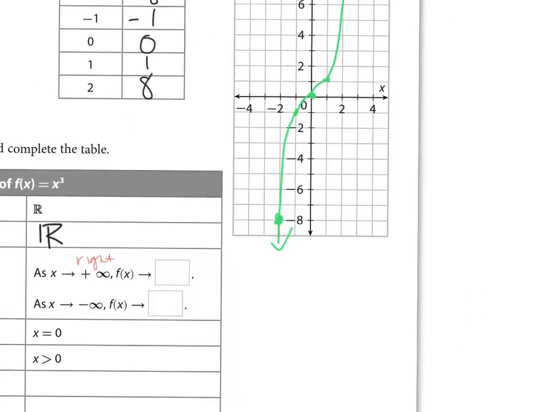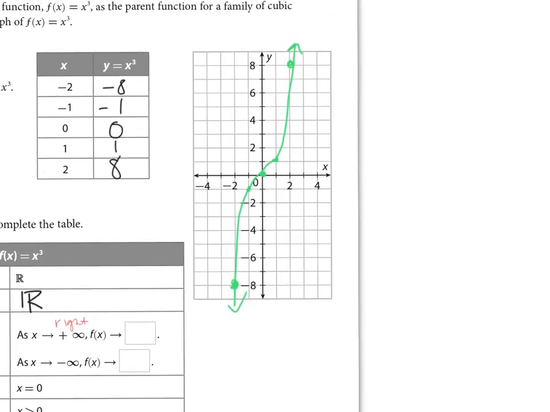So going back and looking at my graph here, as I follow my graph to the right, which way are my y's going? Up to positive or negative infinity? So that's what I would write here, f of x, because f of x is the same thing as y. We're saying that my y's approach positive infinity. So as my x's go out to the right, my y's are going up.